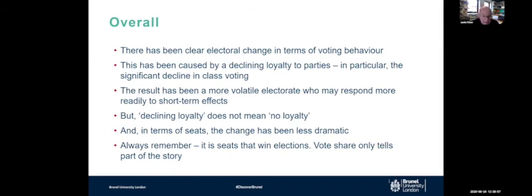Again, a really nice analogy is a football match. We know that it doesn't matter if you have the ball for 90% of the game. If you don't score more goals than the other side, you're not going to win that match. And it's the same with seats. You've got to win seats to win elections, and that means you've got to get votes in the seats that matter, not pile up votes in seats that you're going to win anyway.